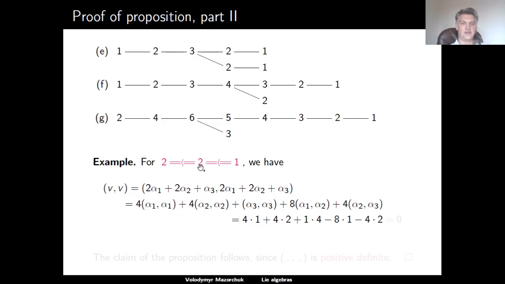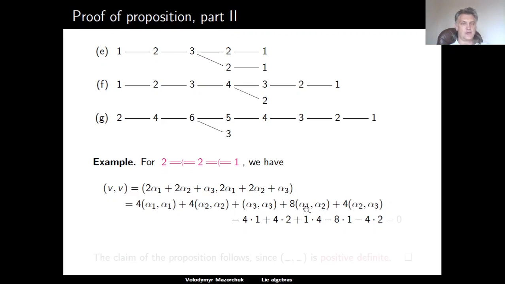Then 4 times the scalar product of alpha 1 with itself will be 4 times 1. The root alpha 2 is longer than alpha 1, and together they span a root system of type B2. The length of the root alpha 2 is square root of 2 times the length of the root alpha 1. So 4 times the scalar product of alpha 2 with itself is 4 times 2. Similarly, the last root is square root of 2 times longer than the second root, which means that it is 2 times longer than the first root. So the last expression will be just 4.